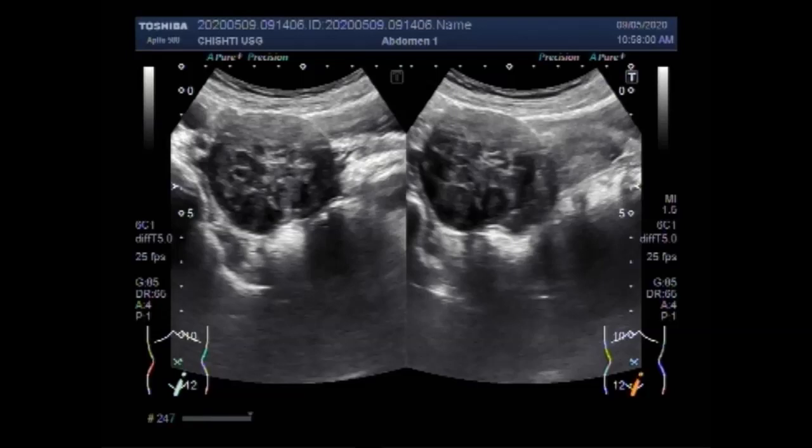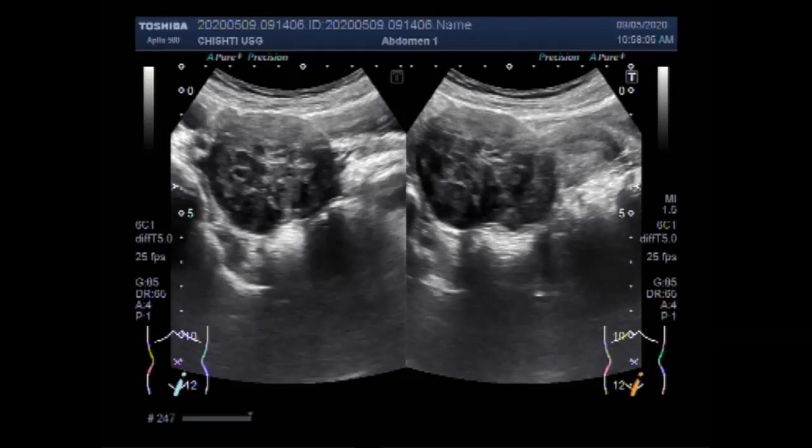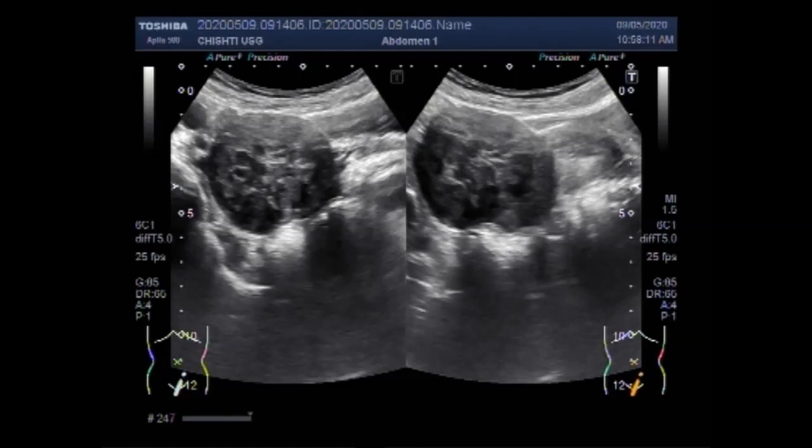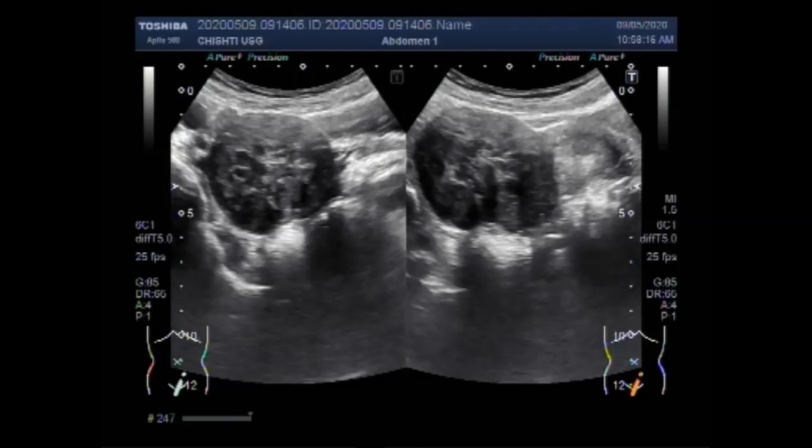Again, you can see the ovarian mass, the left ovarian mass, and this mass is approaching and attached to the interior wall of the middle and distal portion of the uterus. And in this case, the uterus is retroverted.